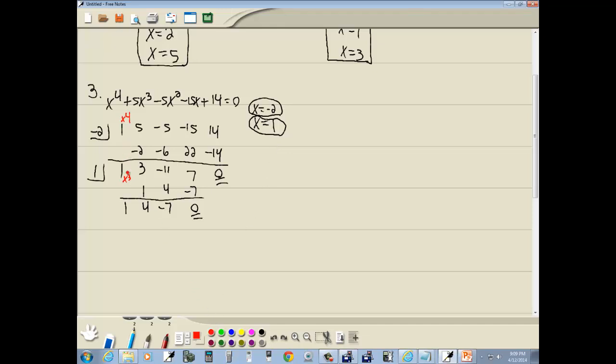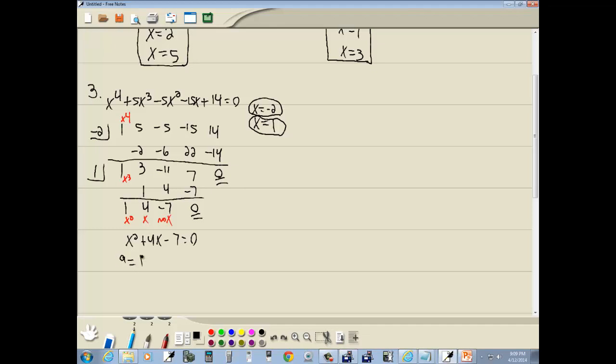Okay, now this went from x to the 4th, x to the 3rd. We're now down to x squared. And this is x, and this is no x, our constant term. So we're left with x squared plus 4x minus 7 equal to 0. And we have to use a quadratic formula.